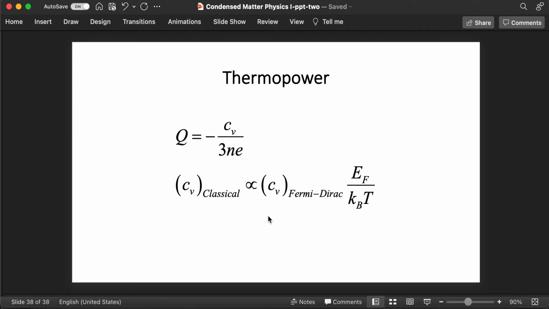Finally, you have the thermopower. We saw the expression for the thermopower as this. Now we just saw that the classical expression for specific heat is proportional to the Fermi-Dirac expression times EF by kT. So I would like you to plug that in and find out the Fermi-Dirac expression for the thermopower, and obviously the thermopower would be about 100 times lower, because the classical value is an overestimate. Therefore, the thermopower estimated by the Drude model will also be 100 times more. In the Fermi-Dirac case, it will be 100 times less, and that matches with experiment slightly better.